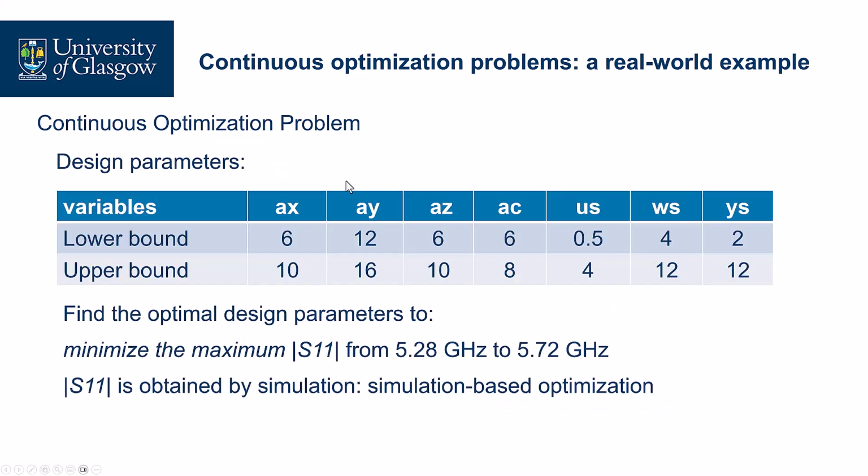We want to find the optimal design variables of these ones. You can see each one has a lower bound and an upper bound, right? So we want to find the optimal value within it. We want to minimize the maximum magnitude of S11 in the operating band. Normally, when we want to get this value, we have to do simulation. In MATLAB, there are many toolboxes helping you to do simulations. This kind of problem we call simulation-based optimization.